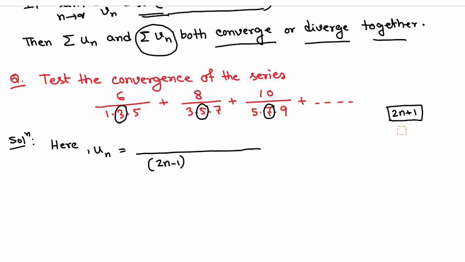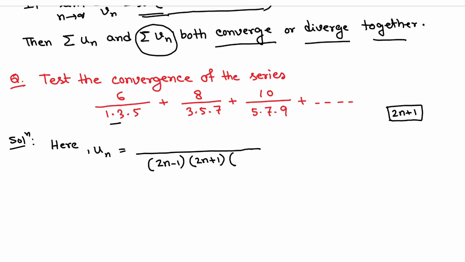when n equals 1, the first number is 3. Yes, it is satisfying. When n equals 2, 4 plus 1, that means 5. Yes, it is satisfying. When n equals 3, 6 plus 1, that means 7. Yes, it is satisfying. So the second number is 2n plus 1. Okay, and the last one.